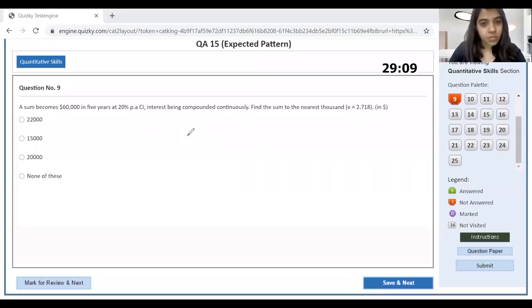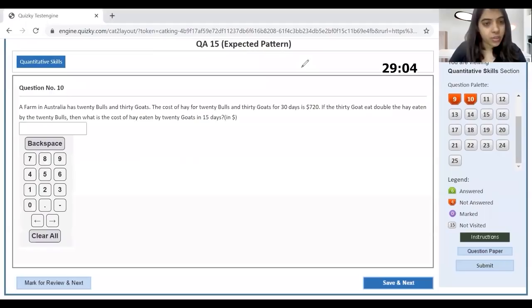Sum becomes compounded, yes, 1000. I'd rather not take compound interest right now.